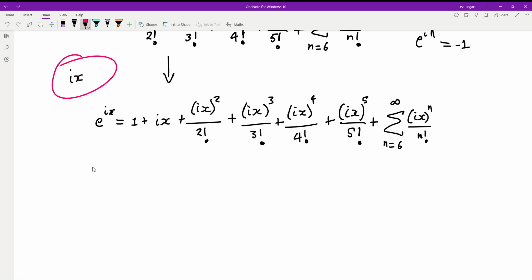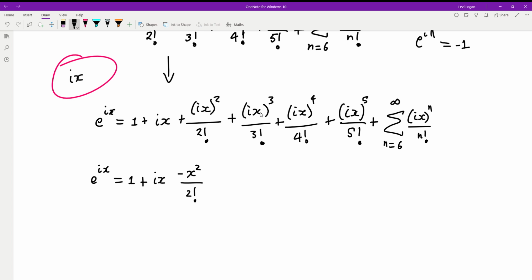Okay, so what's going to happen here? So this here, that will be distributed, so you have i squared over x squared, but we know i squared is equivalent to -1 because i is defined as the square root of -1. So this here is going to turn into negative x squared over 2 factorial. So we can rewrite that there. So we'll go e to the ix equals 1 plus ix minus x squared on 2 factorial.